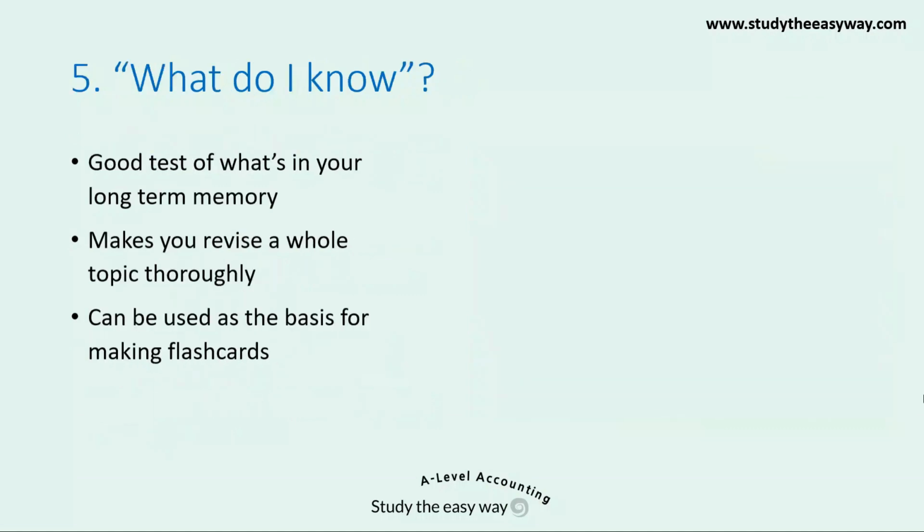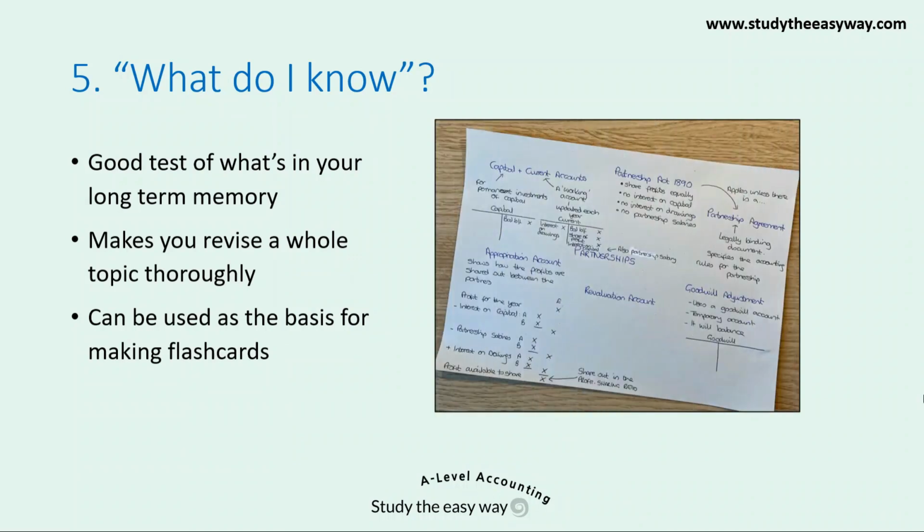The What Do I Know revision technique requires you to sit down with a blank piece of paper and no other resources. For a chosen topic, you then write down everything that you know about the topic from your memory. Just use one coloured pen for this. You can see that I've used a black pen in my example.